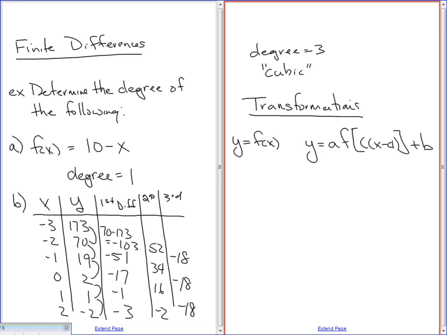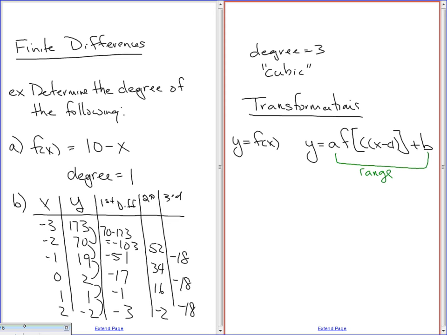Anything outside of the function, the a and the b, affects the range of the function. So the a and the b values affect the range. That means things are going to happen in the y direction, up or down. So this plus b will move things up or down. This a will either stretch things, compress things, or flip things, all in the y direction.